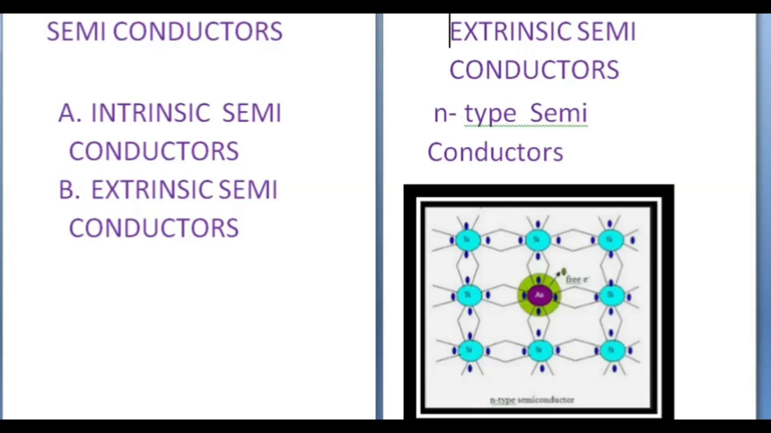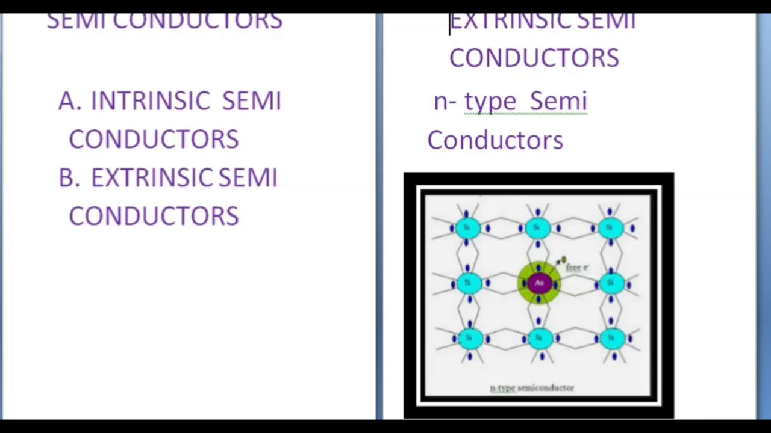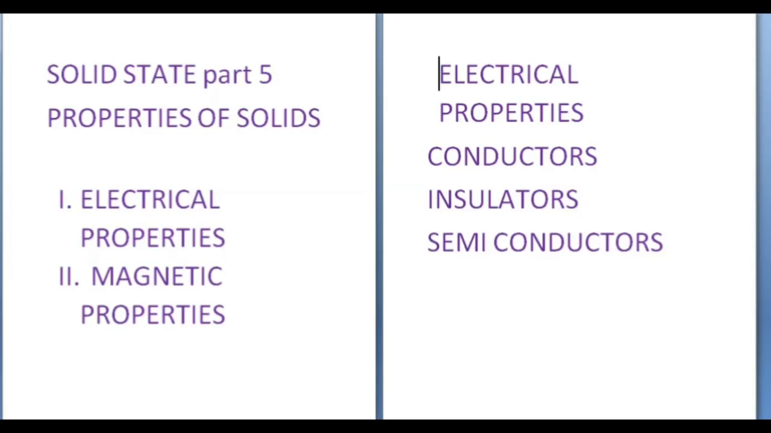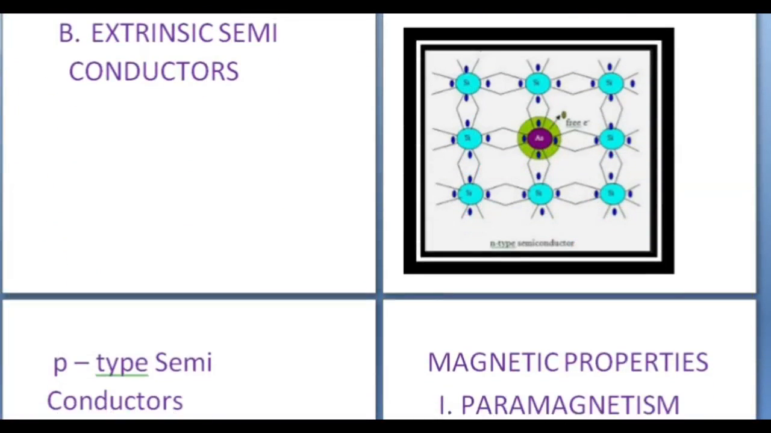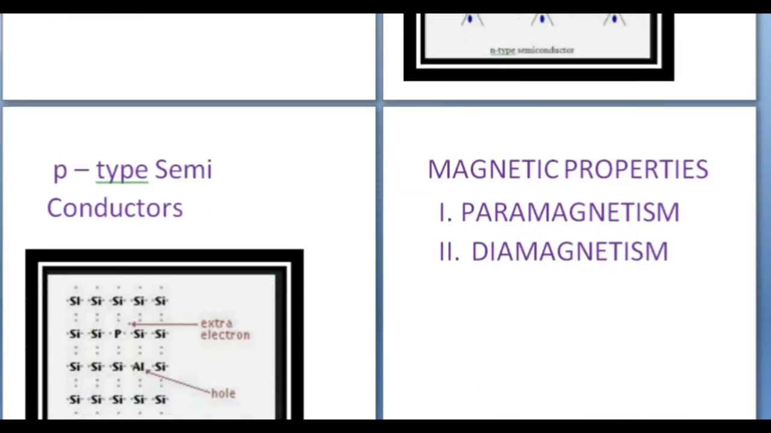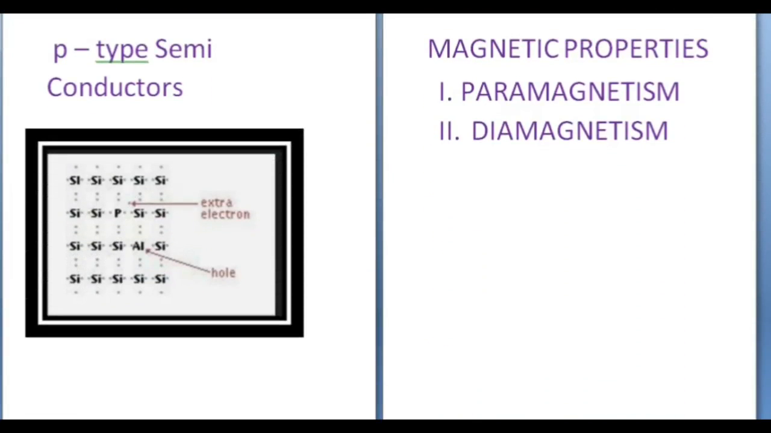Now the impurity of group 15 element has 5 valence electrons, and the extra one remains unused. Such free electrons in the crystal move under the influence of electric field, conducting electric current. So free electrons are present because you have added an element which has more electrons than the existing element. So this type of conductor is called N-type conductor.